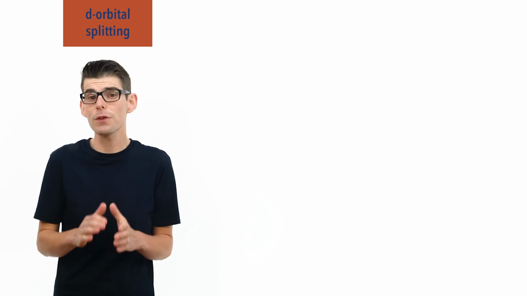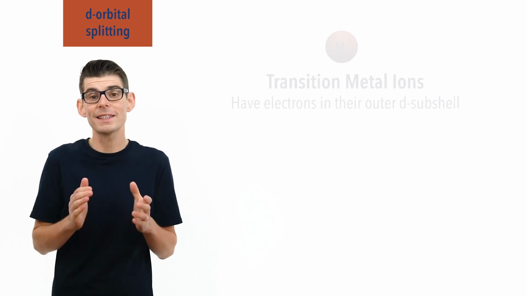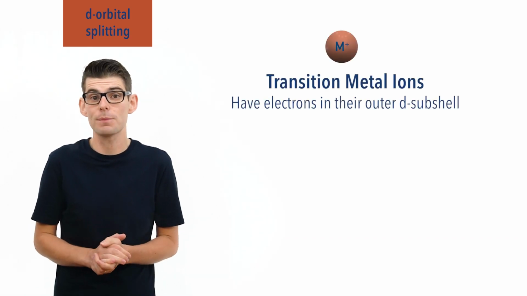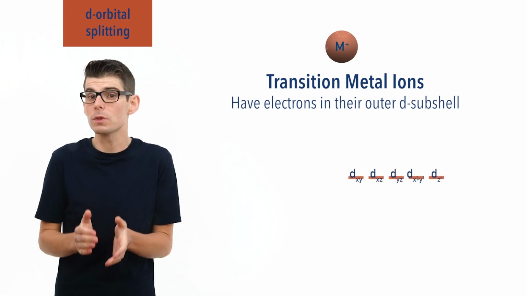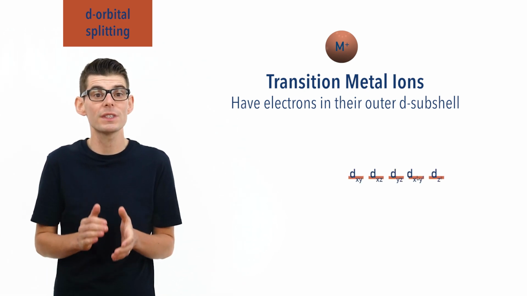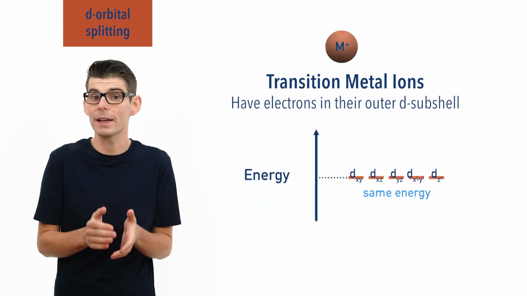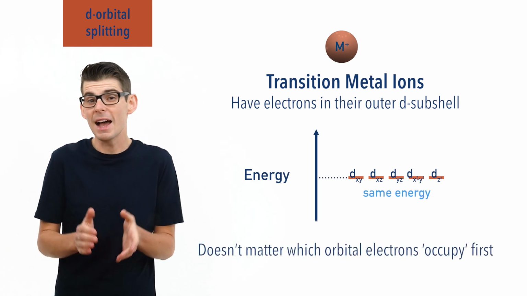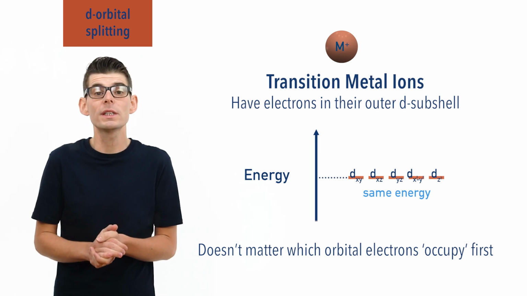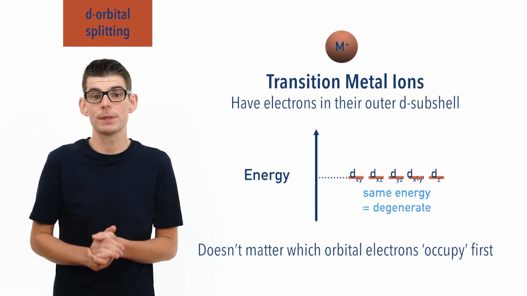Recap done? Let's go! A gaseous free transition metal ion has electrons in its outer d subshell. All the orbitals within the d subshell are at the same energy, meaning it doesn't matter which orbital electrons fill first. As they all have the same energy, we describe them as degenerate.